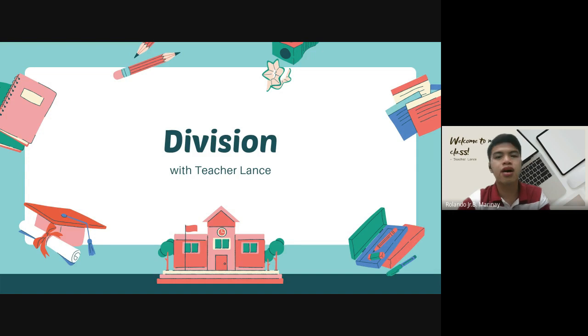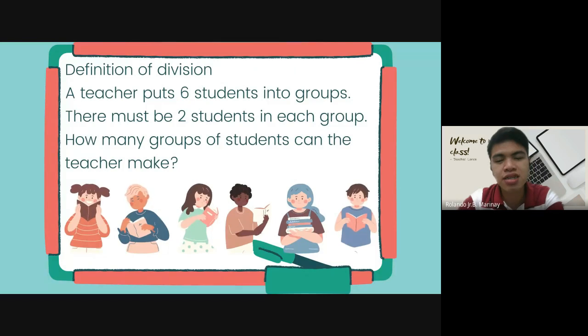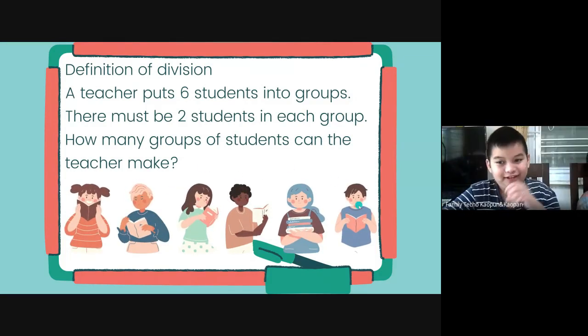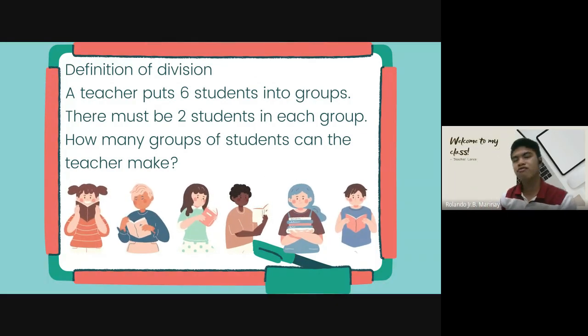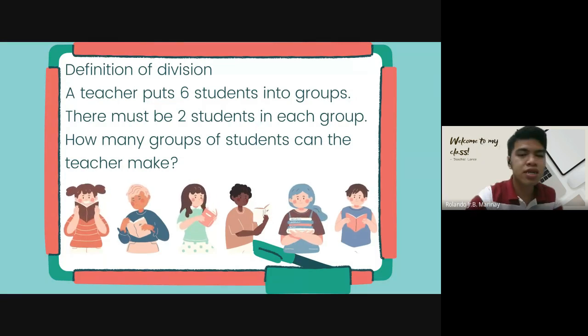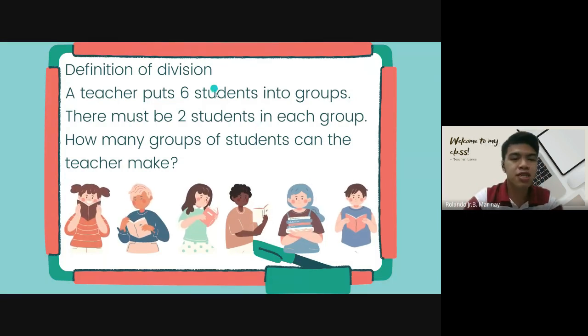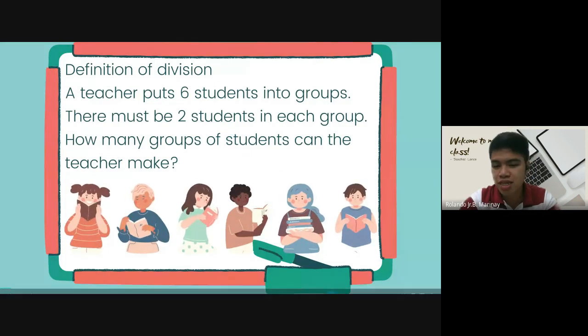Okay, so let's continue. For example, a teacher puts 6 students into groups. We have 6 students. Let's count the students. 1, 2, 3, 4, 5, 6. Okay. So let's continue. A teacher puts 6 students into groups. There must be 2 students in each group. How many groups of students can the teacher make?